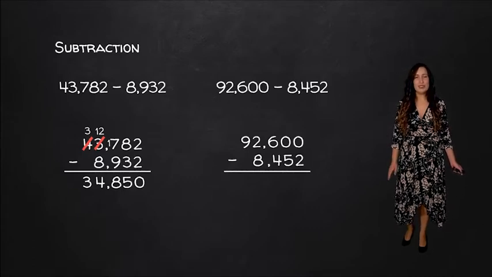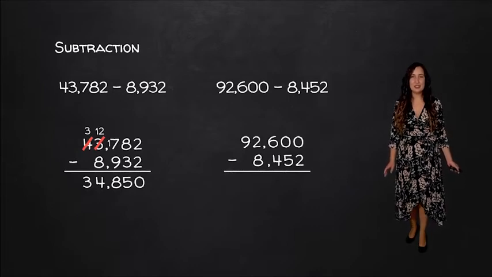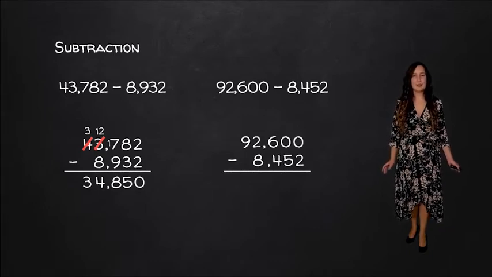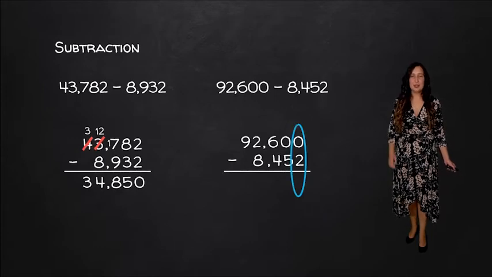So 43,782 minus 8,932 is equal to 34,850. All right? So let's move on to our next problem.